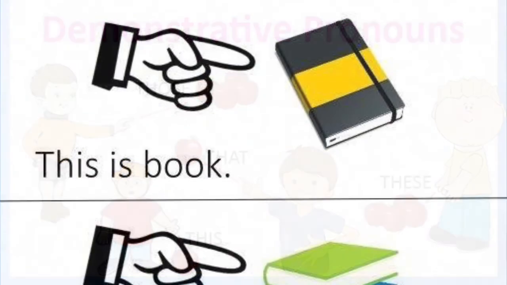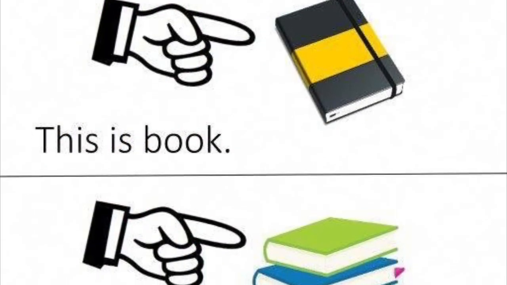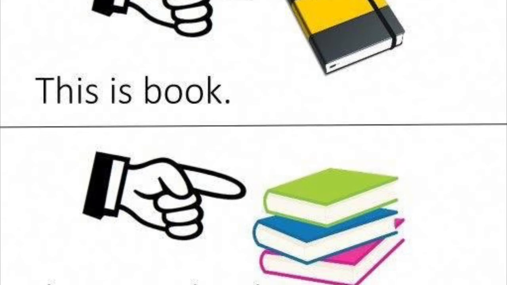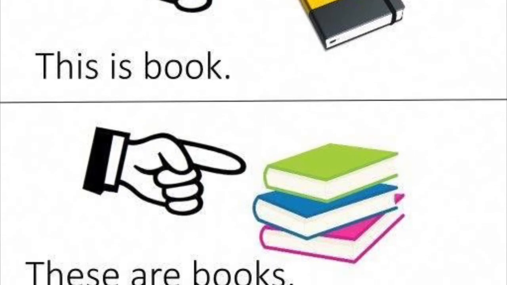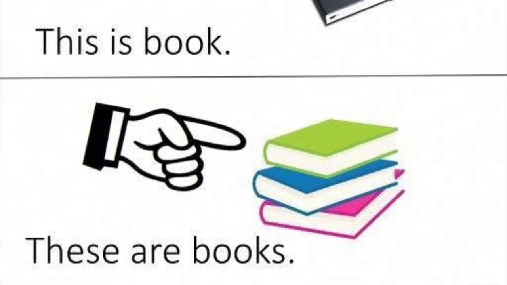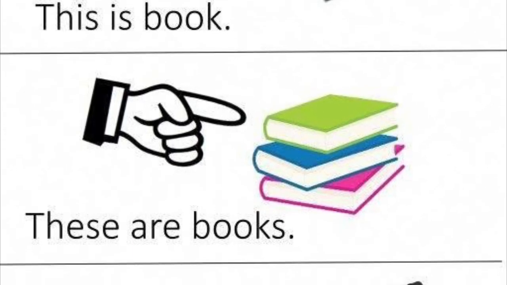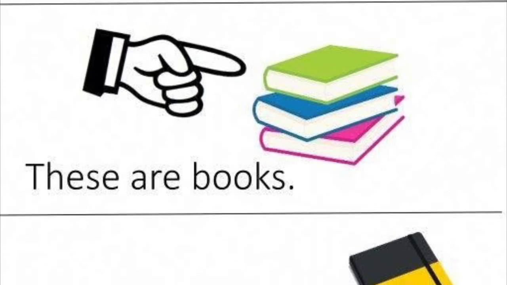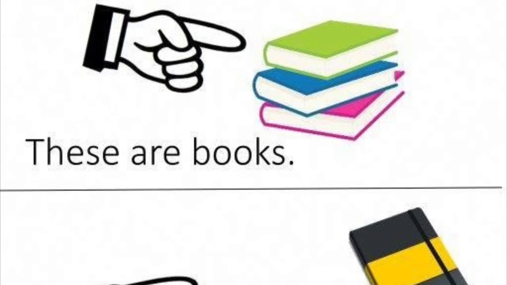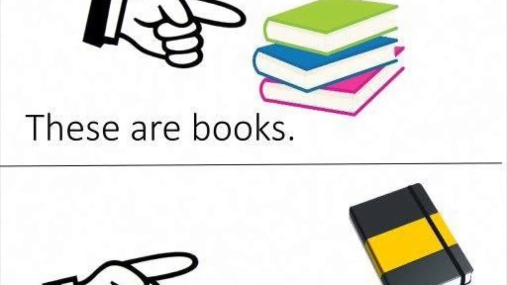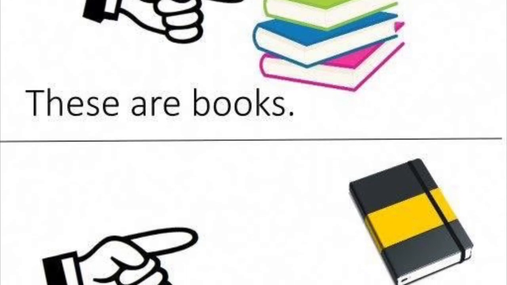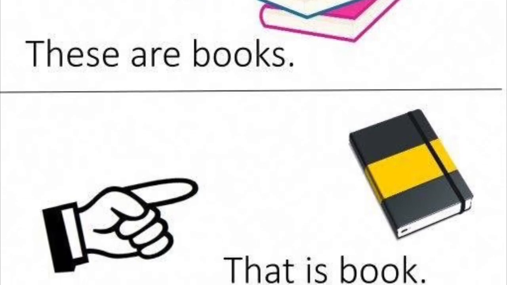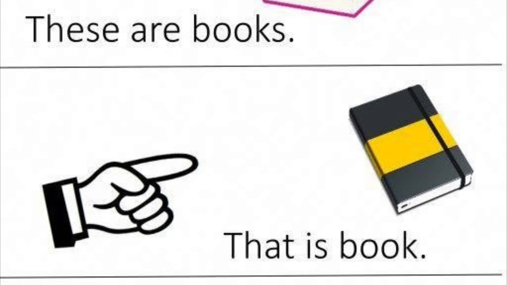Now you can look at this picture. The distance is less, so this is a book, singular. Now again the books are near but there is more than one book, so we will use these are books. Next, now the book is far. Earlier the book was near, now the book is far and it is singular, so we are going to use that.